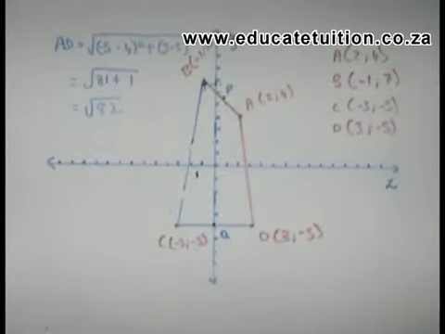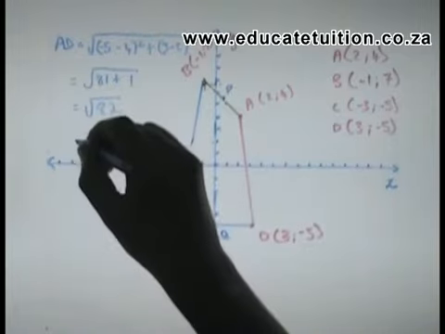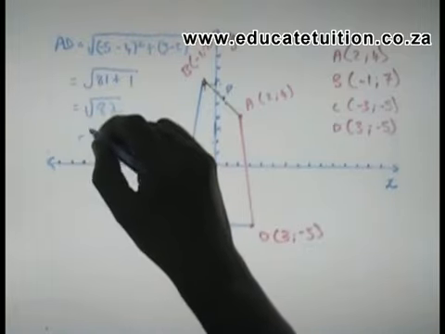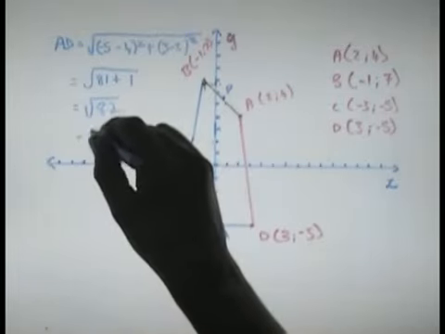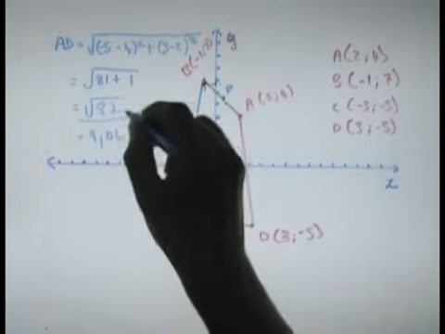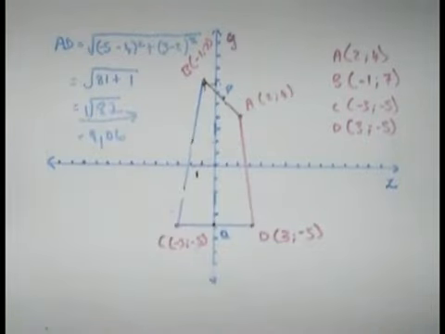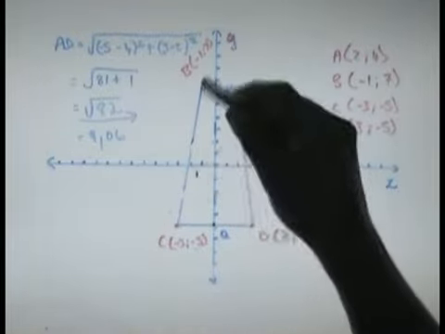Alternatively, we could work it out to 2 decimal places, which is going to give us 9.055, or 9.06 units. But leaving it in that form is sufficient. And that's the distance from A to D. Now let us look at another distance. Let us look at the distance CB.